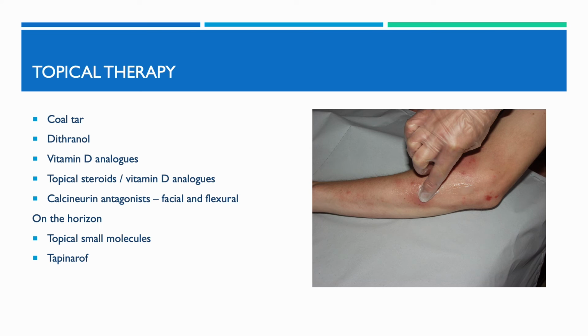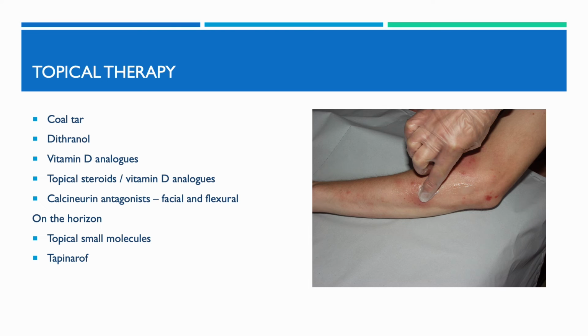For over 30 years now, we've had vitamin D analogues, particularly calcipotriol, and this can be used as either monotherapy or in combination with a topical steroid. So these are products such as Dovobet or Enstilar. Again, they tend to be available as foams and quite heavy creams.